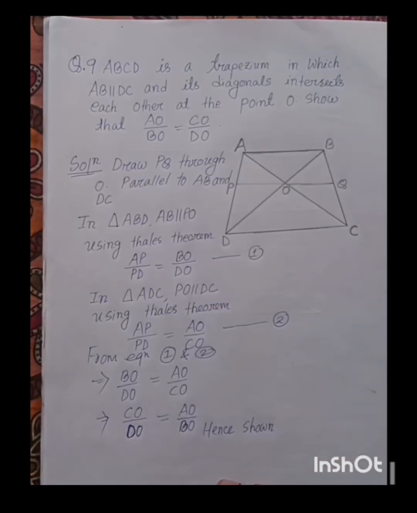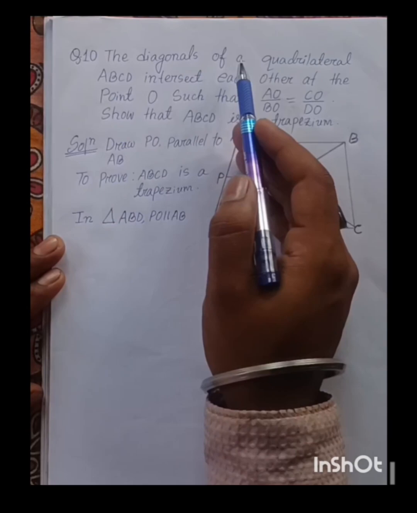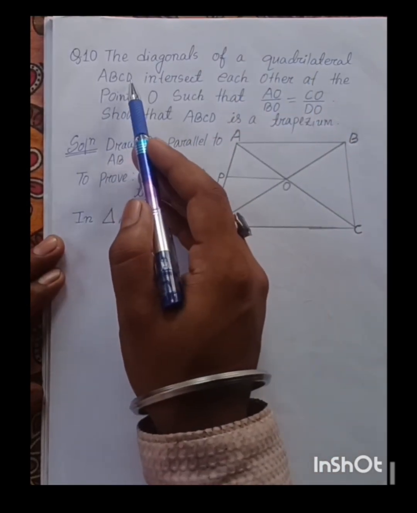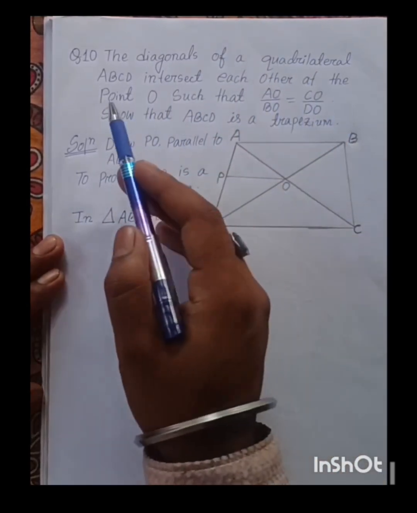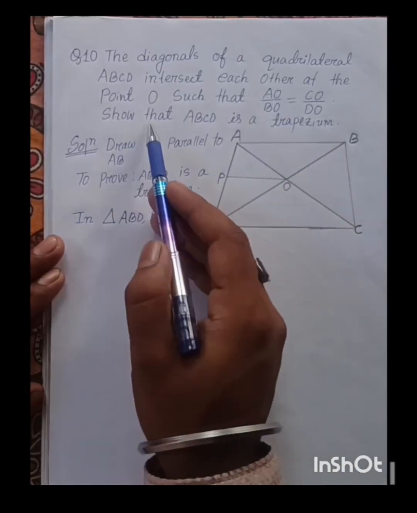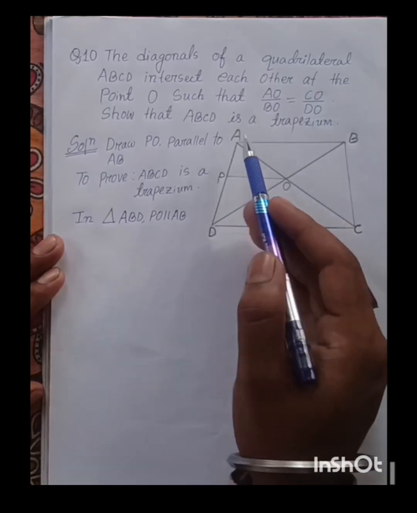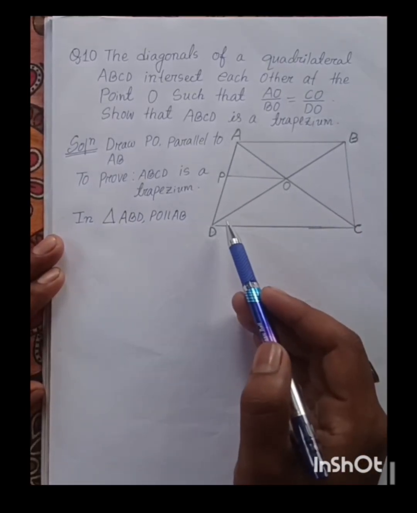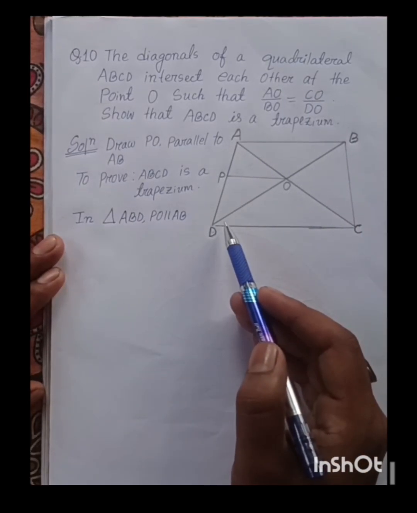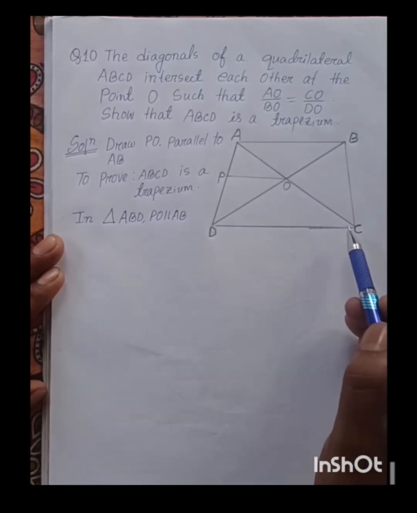Now we'll do question number 10. In question number 10, we have the diagonals of a quadrilateral ABCD intersect each other at the point O such that AO by BO equal to CO by DO, so that ABCD is a trapezium. Now according to this question, ABCD is a quadrilateral, and I will prove this ABCD is a trapezium, and to prove this I have to prove AB is parallel with DC.